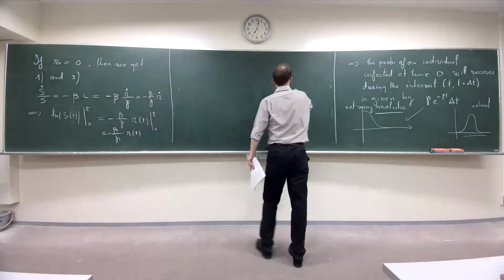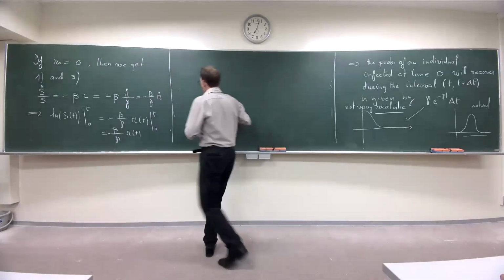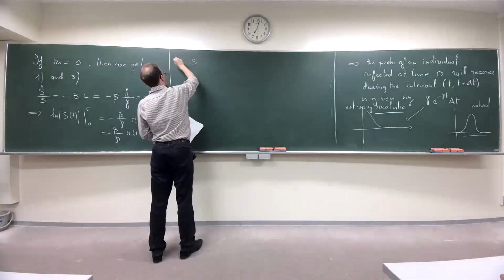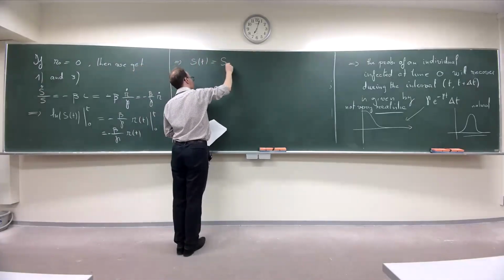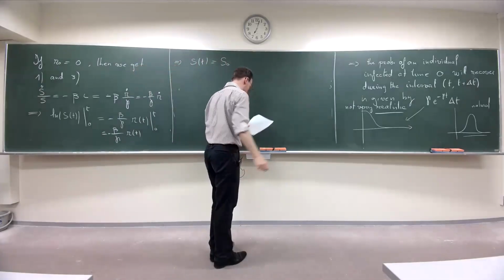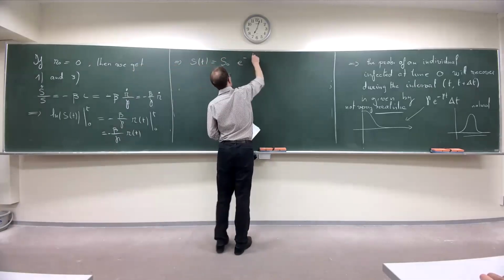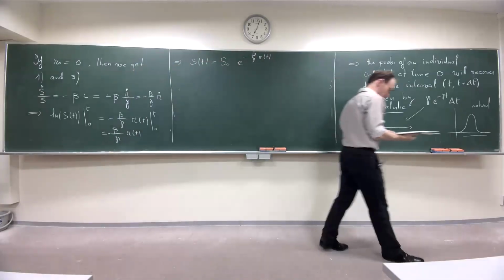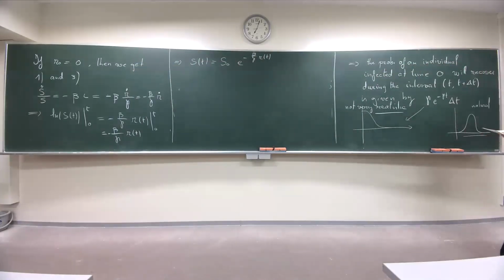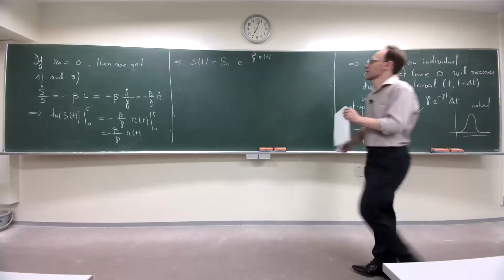So I get a certain relation. I get that S of t by taking the exponentials. You get that S of t is the initial condition S0 times e to the minus beta over gamma R of t. So we have a relation between S of t and R of t for this model.